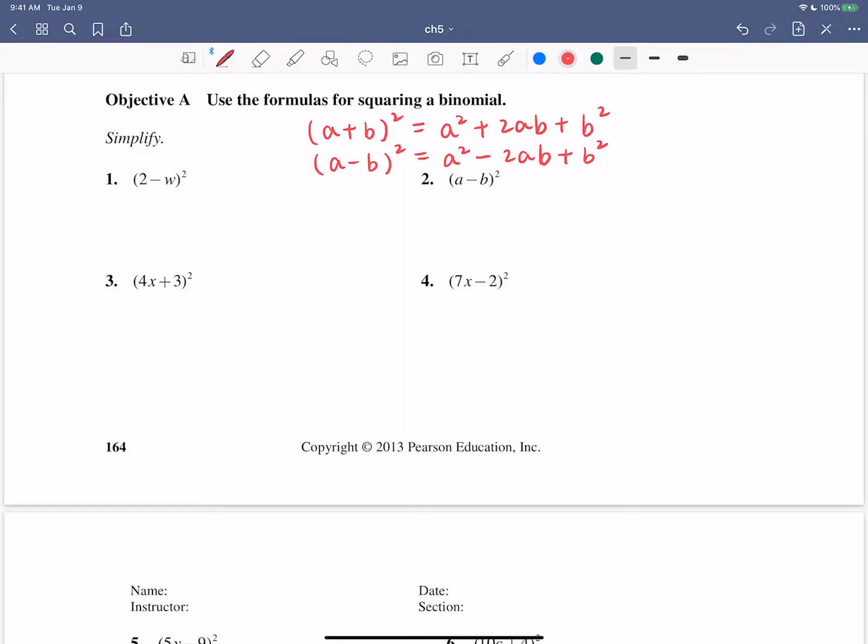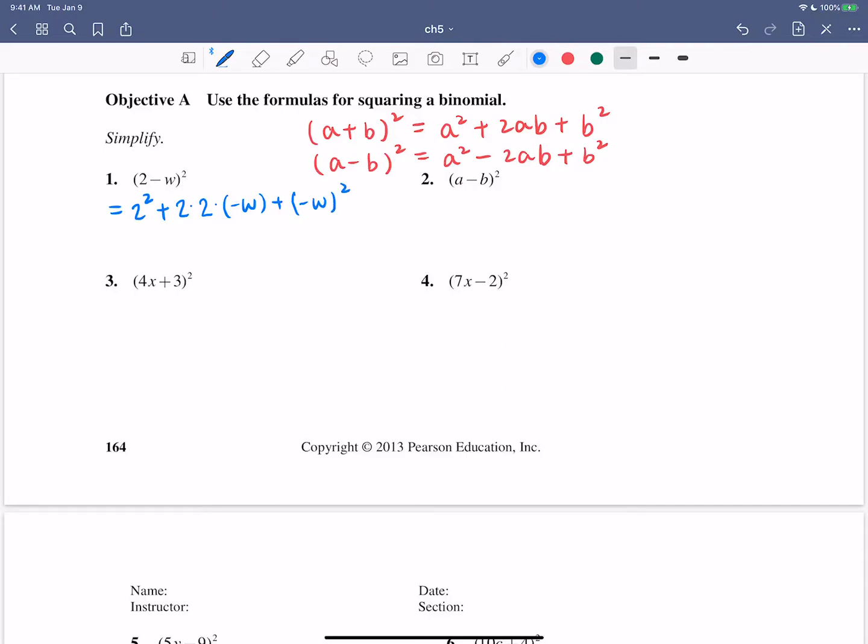Let's look at these examples. Number 1, 2 minus w squared. So remember, we have a binomial squaring. You first square the first term, which is 2 squared. And then you double the product. So plus 2 times negative w. That will be the product doubled. And then square the second term, which is negative w squared.